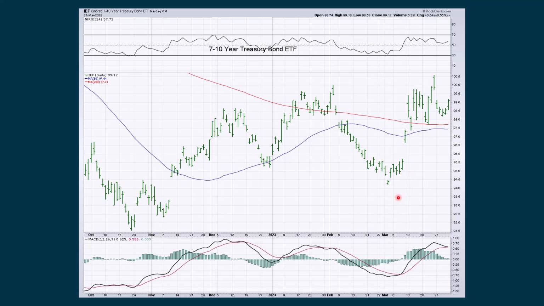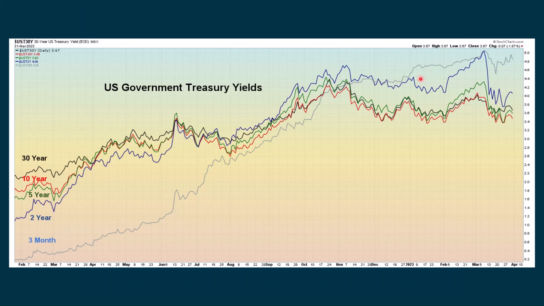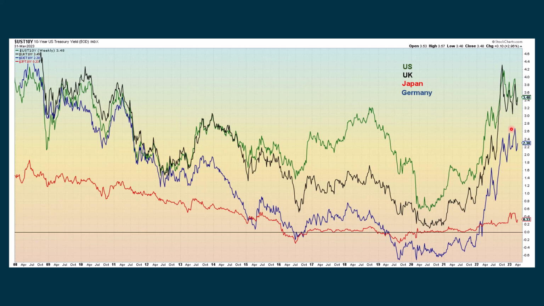Looking at bond prices, we're still in an overall uptrend with the MACD, but it's starting to roll over. On the top, we're positive with the RSI above 50 and advancing. And here's a look at the different Treasury yields going from the 30-year down to the 3-month, how they have been declining over the last few days.